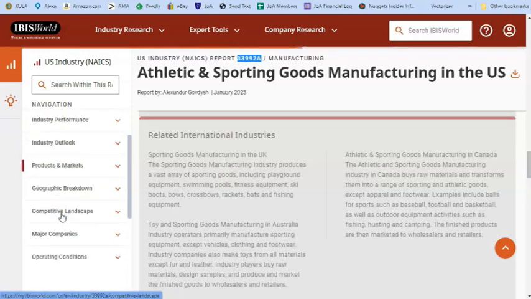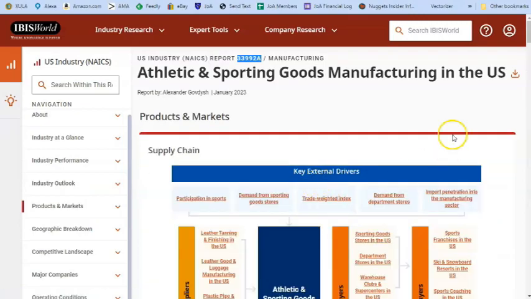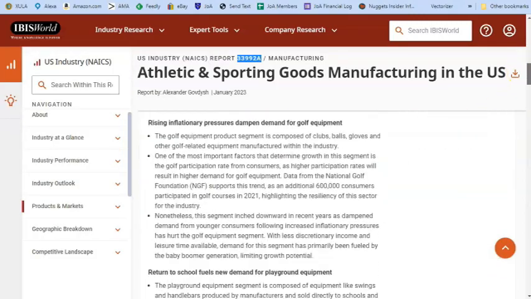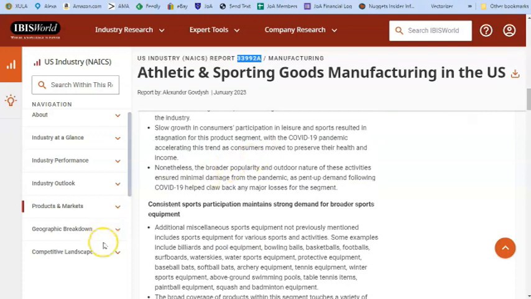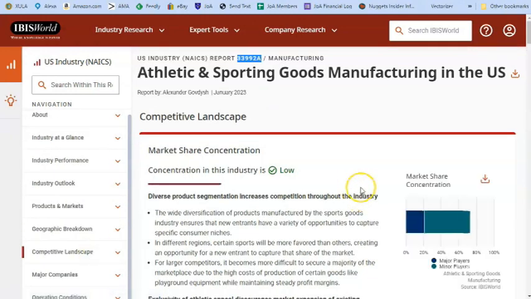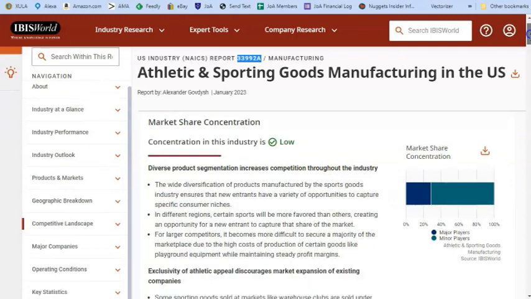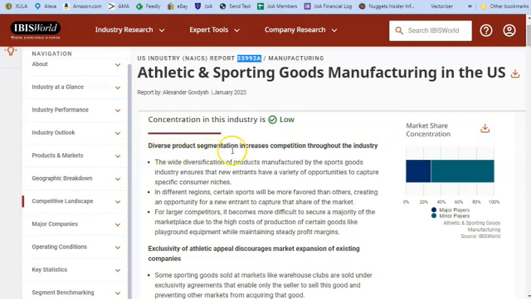We can look at products and market. We can look at the competitive landscape. Concentration in this industry is low, meaning that there are a lot of players. So diverse product segmentation increases competition throughout the industry.